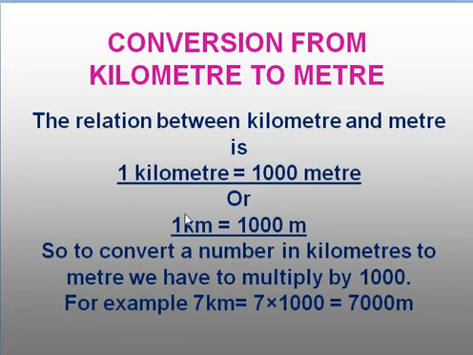Okay, so if we have to convert a number in kilometer to meters, we have to multiply that number by 1000. For example, you can see here 7 kilometer, we have to convert it into meters. So what we are doing here, we have multiplied it by 1000. 7 into 1000, that is 7000 meter. To understand it, I'm going to show you some examples of how we can convert a number from kilometer to meter. What are the steps to be followed to convert a number from kilometer to meter?